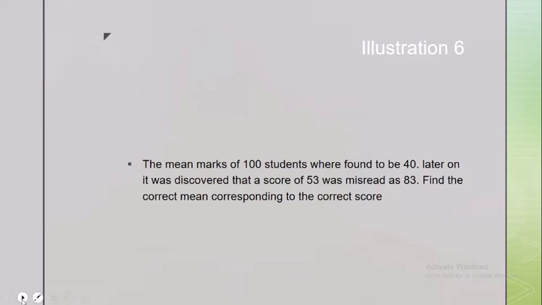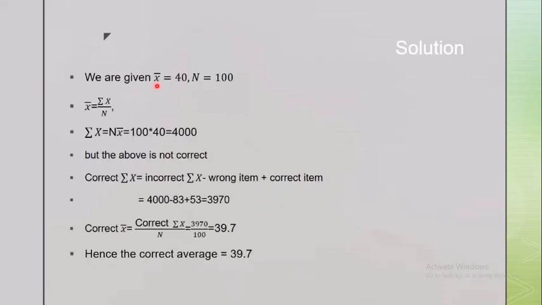Now let's have a look. We are given that x bar is equal to 40, n is equal to 100. So x bar is equal to summation x divided by n. You get the summation x as 4000. But is this a correct summation x? No, this is the wrong one.